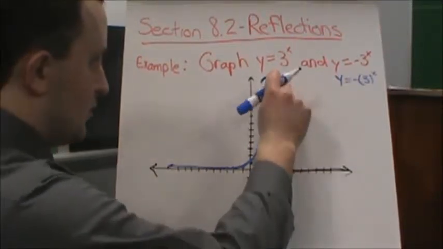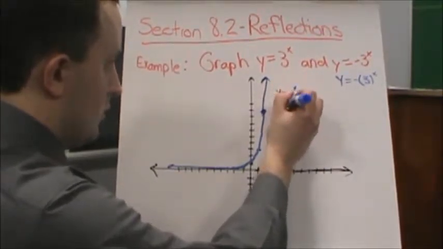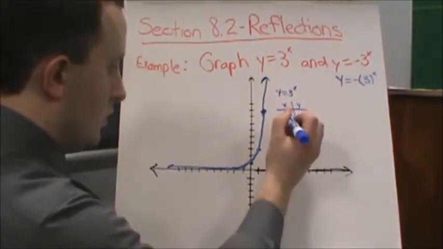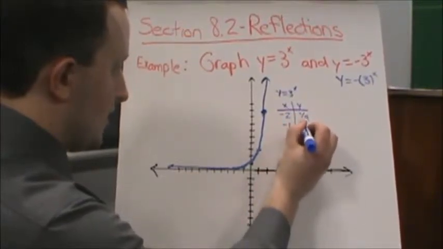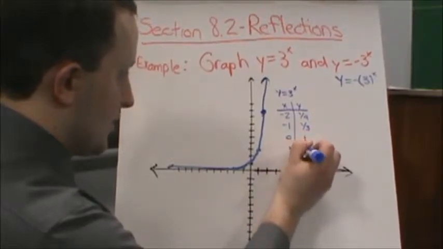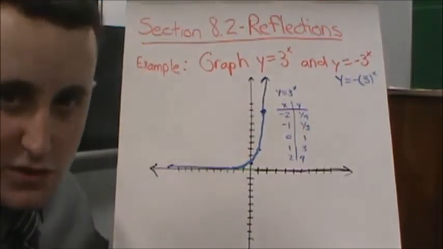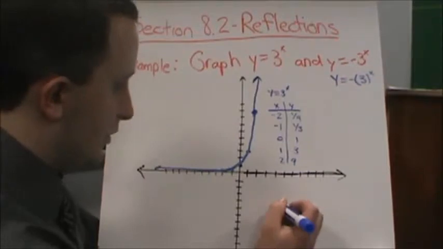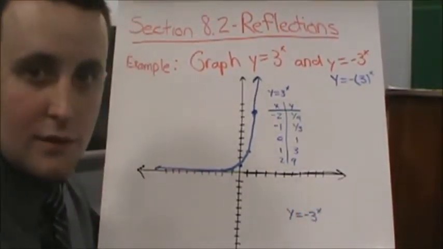And remember what these points were for y equals 3 to the x. Negative 2 becomes a 1/9. Negative 1 becomes a 1/3. 0 is a 1. 1 is 3. 2 is a 9. And so forth. Well, now let's see what happens with y equals negative 3 to the x.